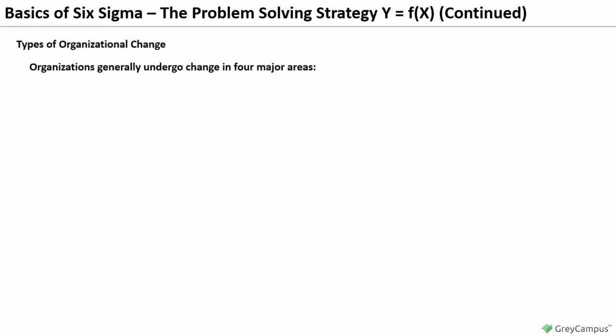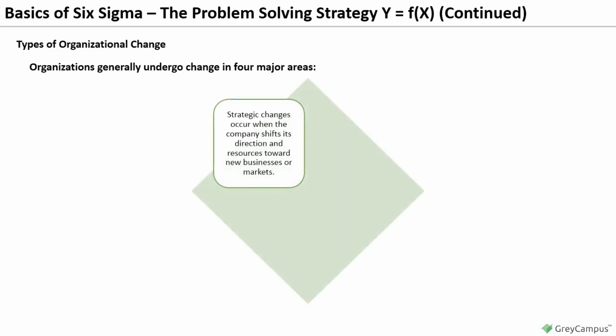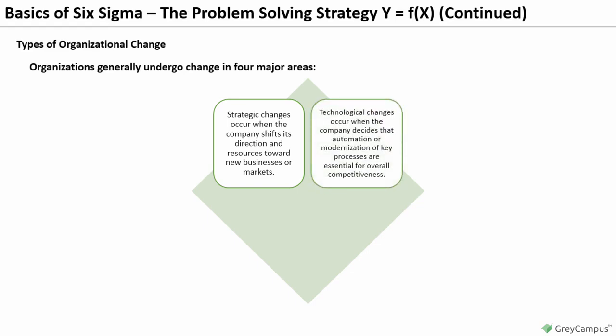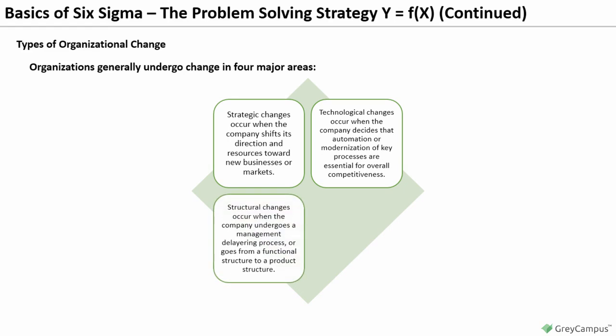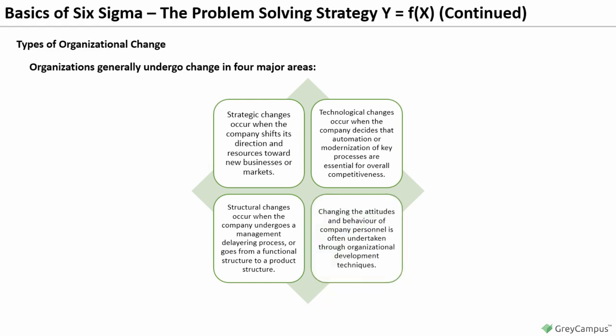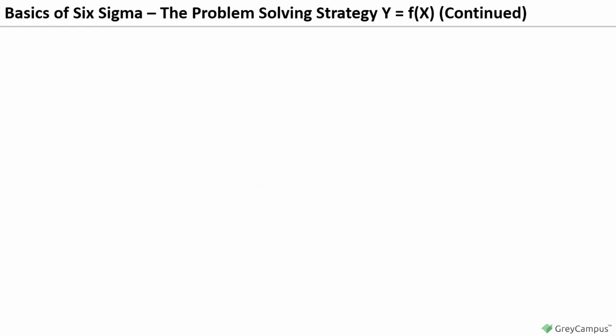Types of organizational change. Organizations generally undergo change in 4 major areas: strategy, technology, structure, and personnel. Strategic changes occur when the company shifts its direction and resources towards new business or markets. Technological changes occur when the company decides that automation or modernization of key processes are essential for overall competitiveness. Structural changes occur when the company undergoes a management delayering process or goes from a functional structure to a product structure. Changing the attitudes and behaviors of company personnel is often undertaken through organizational development techniques.